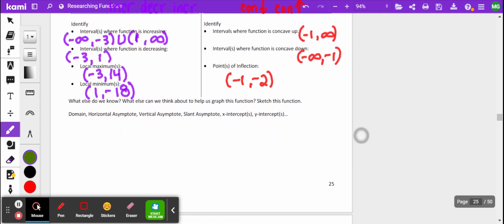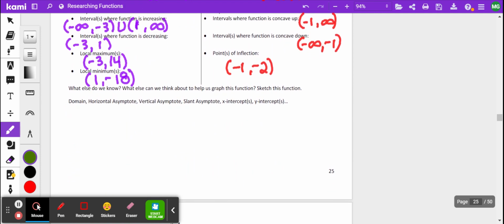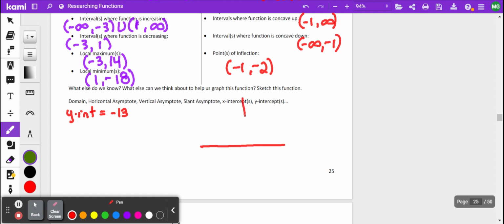So let's continue and let's think about what else do we know. Well, this is another one where the domain is from -infinity to infinity. We don't have any asymptotes or points of discontinuity. I'm not going to worry about the x value for this one again. And very simple, our y-intercept, that's an easy one because it's always the constant from our original function. So our y-intercept is at -13. So why don't you go ahead and see what you can do regarding a sketch for this. Okay, pause that video.